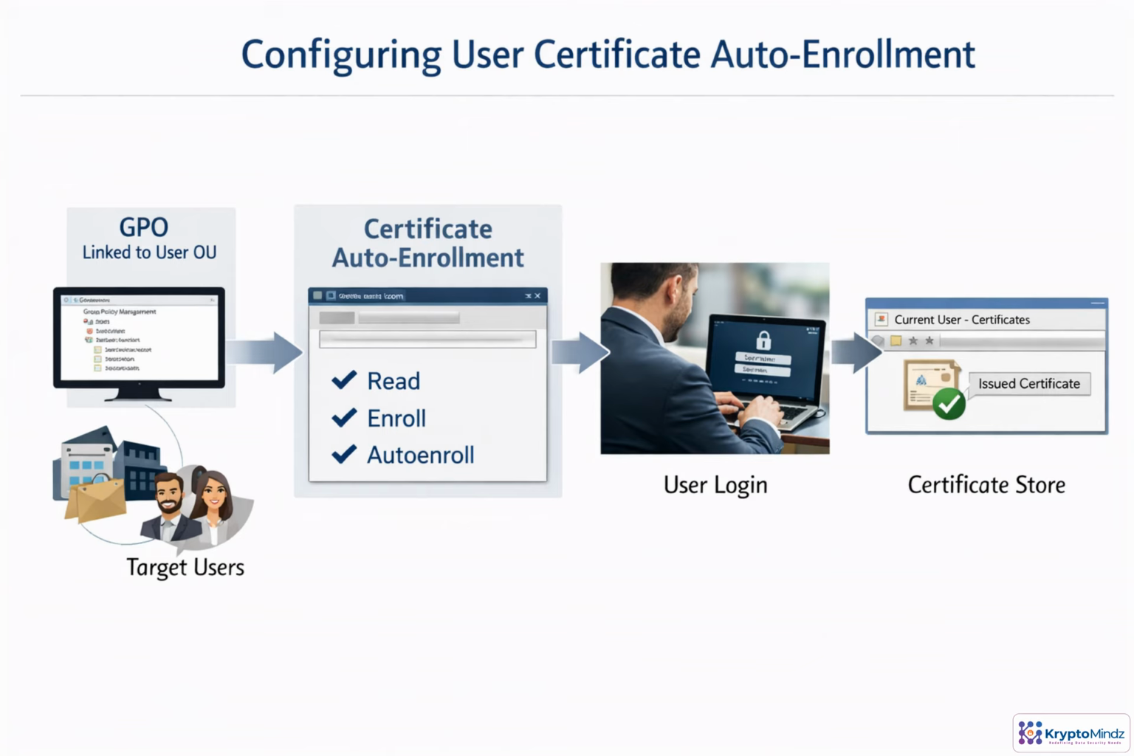User auto-enrollment follows a similar pipeline, but is scoped to people instead of devices. First, target your GPO to the users who should receive certificates, either by linking it to their OU or using security filtering. Next, enable the user auto-enrollment policy and verify the template grants read, enroll, and auto-enroll to the appropriate user groups. After that, when those users log on or refresh group policy, their certificates are issued silently into the current user personal certificate store.